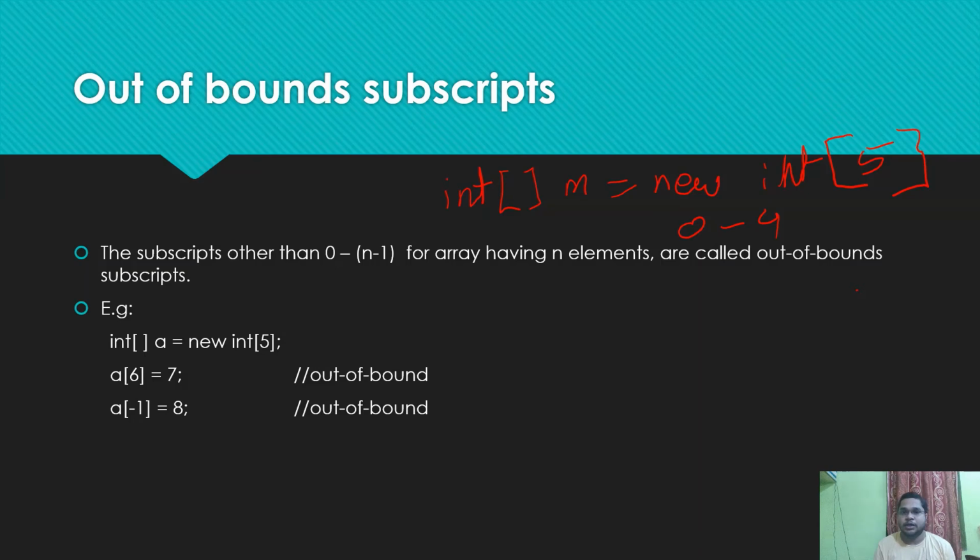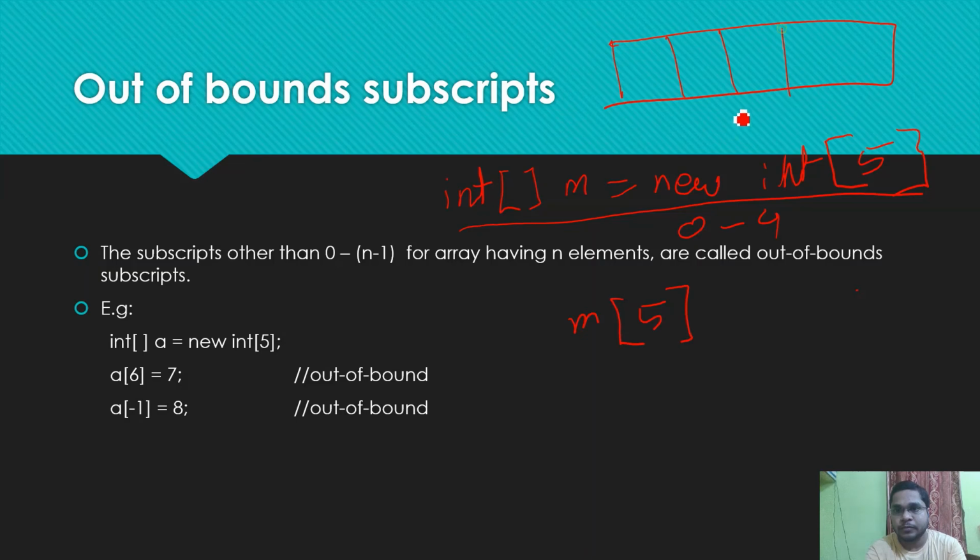If you want to access m of 5, then this is also out of bound, because index 5 does not exist in this array. If you see the block diagram of this array, it has index 0, 1, 2, 3, and this one is 4. So if you want to access m of 5, that index is not there, so it gives an out of bound exception.